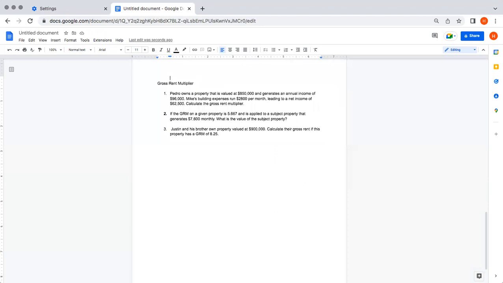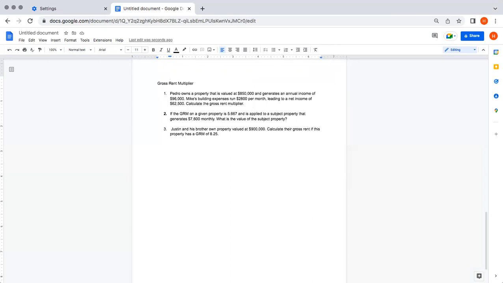Now, the weakness of the gross rent multiplier, again, is that it does not account for any expenses. So if you see expenses in the question, it's just layering the question with unnecessary words, because the gross rent multiplier, right in the name, is gross rent multiplier. It's not saying gross rent minus expenses multiplier.